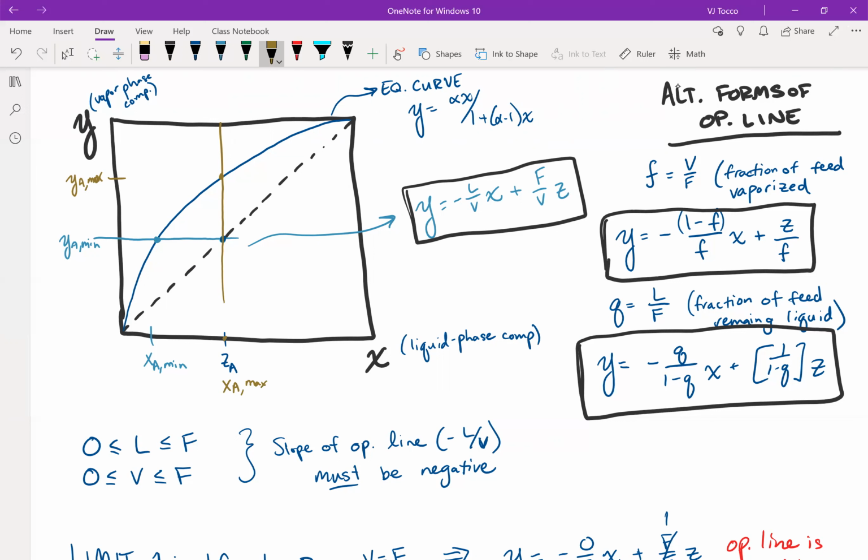This type of analysis allows me to say that no matter what fraction of the feed I evaporate or what fraction remains as a liquid, I know that my compositions have to lie somewhere within here, which reflects the fact that both of my flow rates have to be positive and less than F, such that the slope, this minus L over V, is a negative number. Whatever my operating line is, I can draw in whatever I want, or I can design the process to be however I want. But that is the one thing that must be true: I must have a negative slope, and it is bounded by the gold line and the blue line, which in turn inform me as to what compositions are possible.